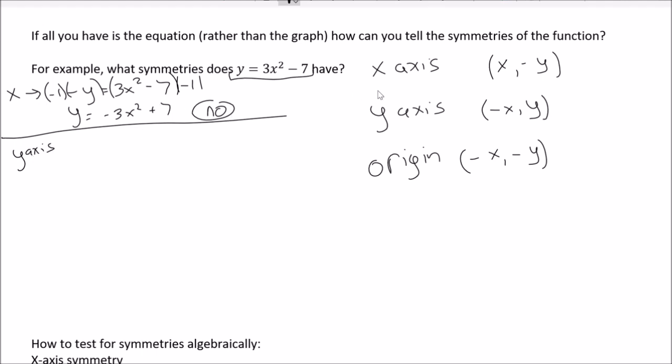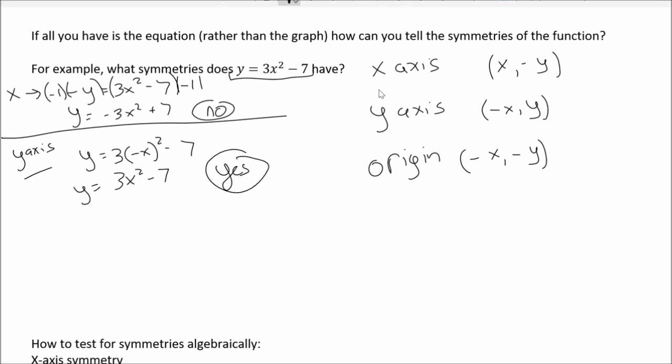Okay, for this one, now I'm going to plug in a negative x instead of x. So it'll say y equals 3 times negative x squared minus 7. Let's try to simplify. So what we have here is we're squaring a negative x. Do you remember what happens when you square a negative? It goes positive. So just by pure simplification, this goes right back to its original form. So I hope you can see this matches perfectly what we were given. So does it have y-axis symmetry? Yes, it does. It has y-axis symmetry.